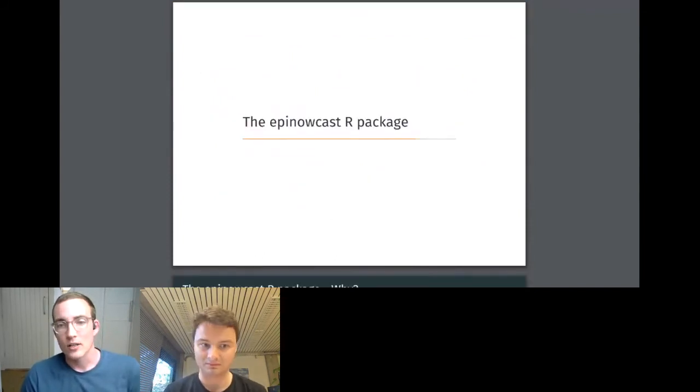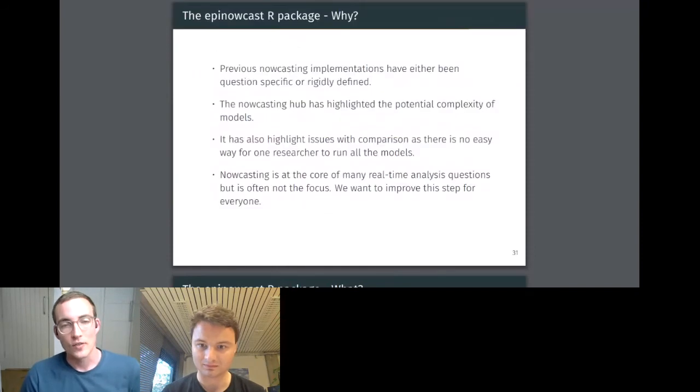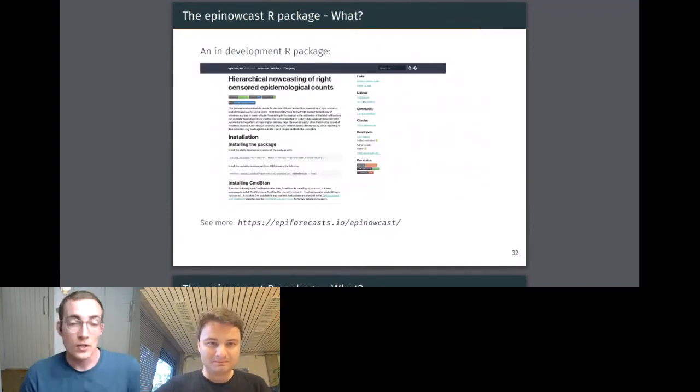So what is the EpiNowcast R package? It's an R package. The idea is to be flexible. The idea is to deploy lots of different types of models. And the idea is to be able to evaluate them and to get the best model for real-time surveillance contexts. It's in development. You can find it at epiforecast.io/epinowcast. There's a nice package down site, as you might expect.